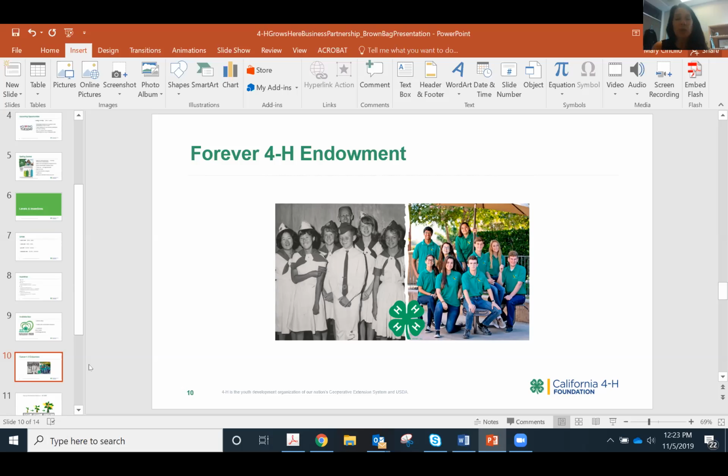And we like to do what's called a hybrid ask, and you'll see it in this year's statewide 4-H appeal. So basically some donors will say, yeah, I want to make a current use gift, but split my gift 50-50 and give 50% of it to the Forever 4-H endowment. So we give them that option.